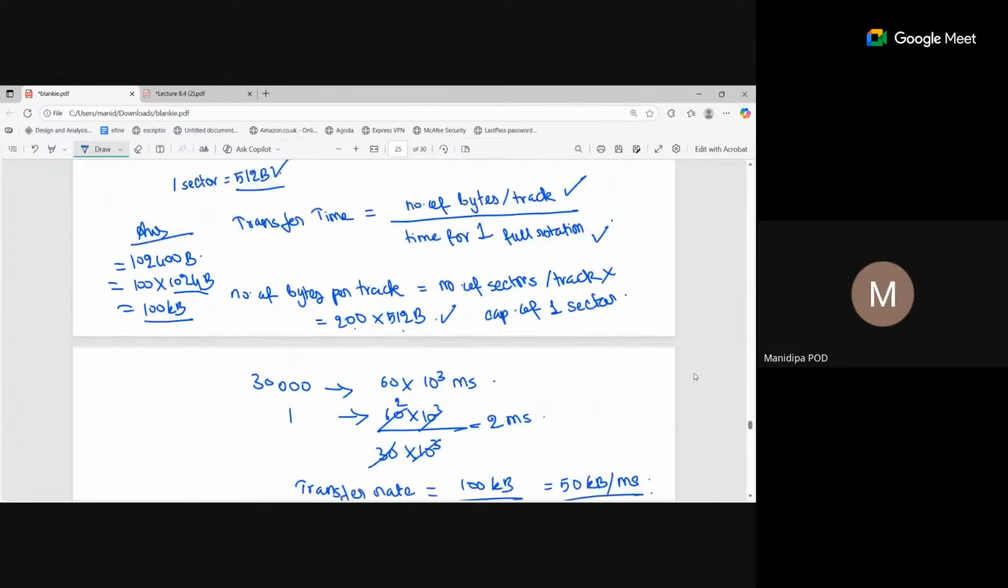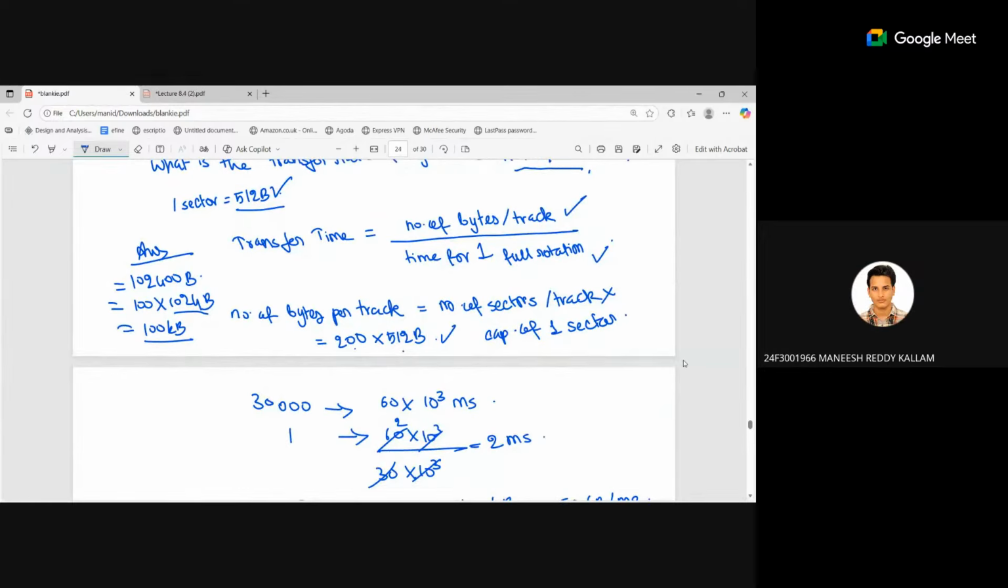Is this clear for everyone? Ma'am, how did you convert 200 into... See, first we had 200 sectors, 512 bytes per sector, right? So 200 into 512 gives us 102400 bytes. 1 KB is how many bytes? 1024 bytes. So 102400 bytes I can write in the form of 100 into 1024 bytes. So 1024 bytes converts to 1 KB, and 1 KB into 100 is 100 KB.